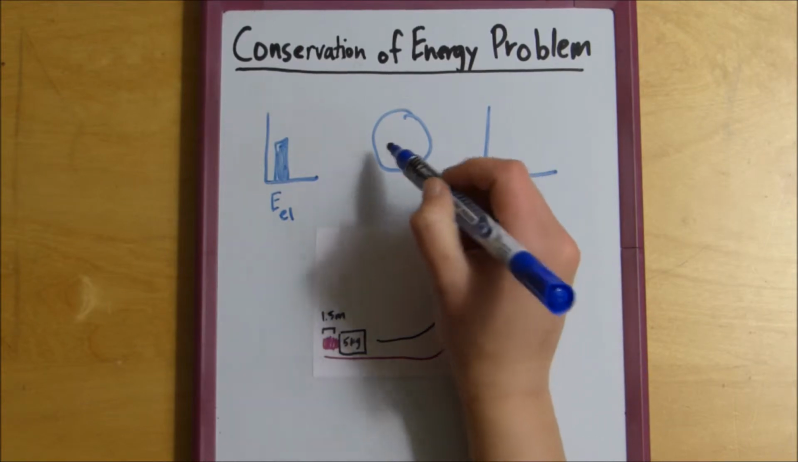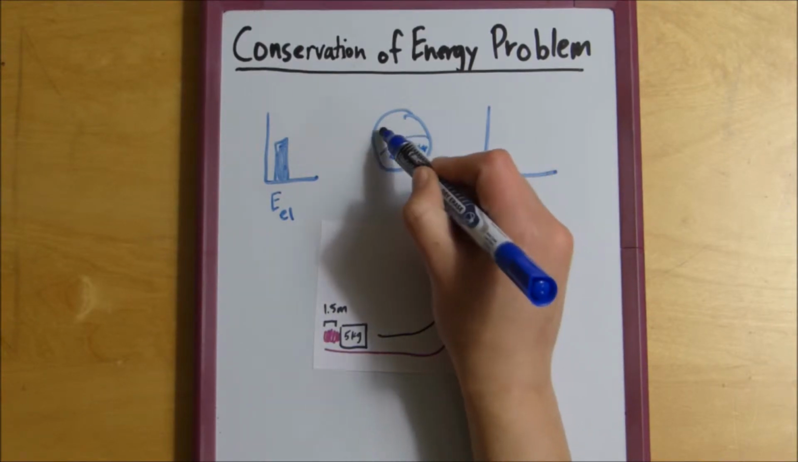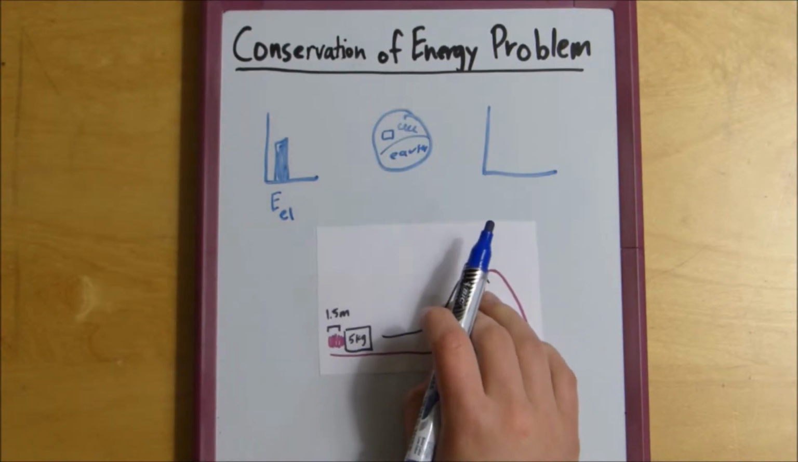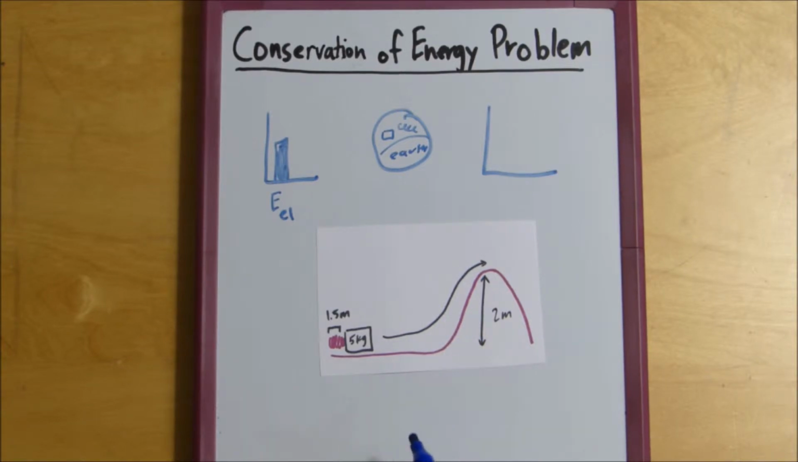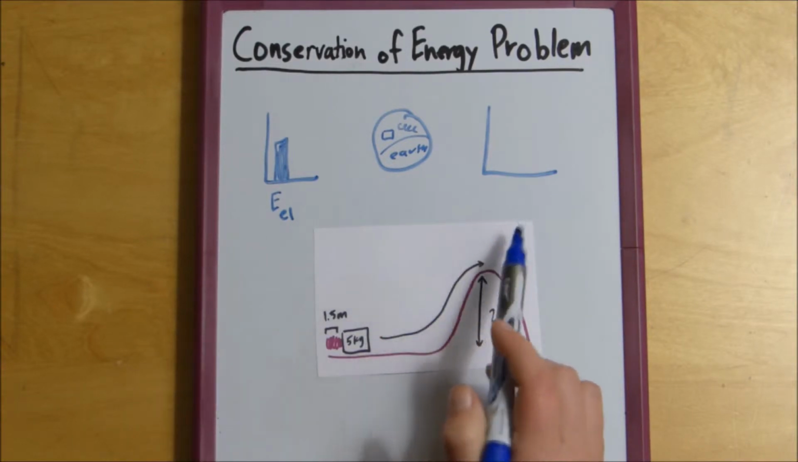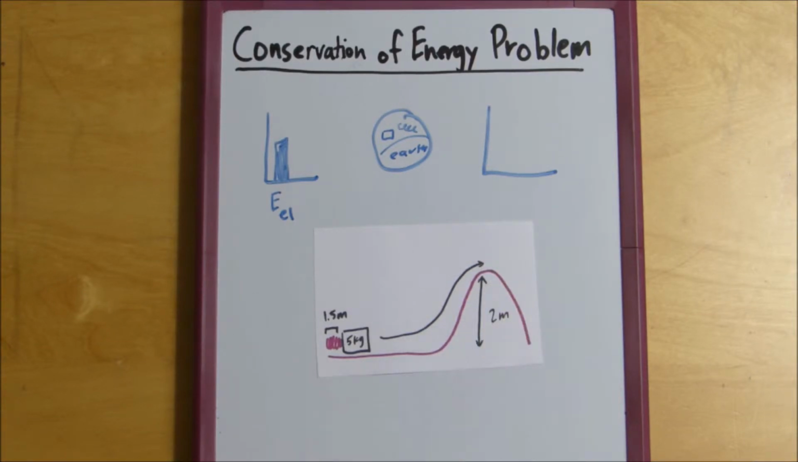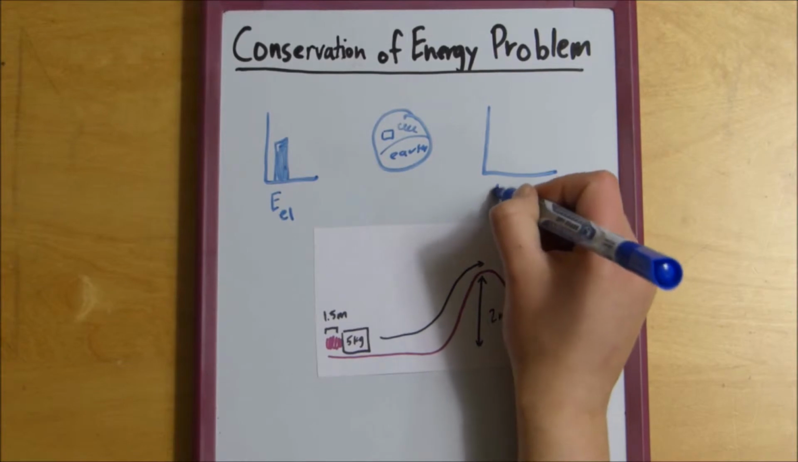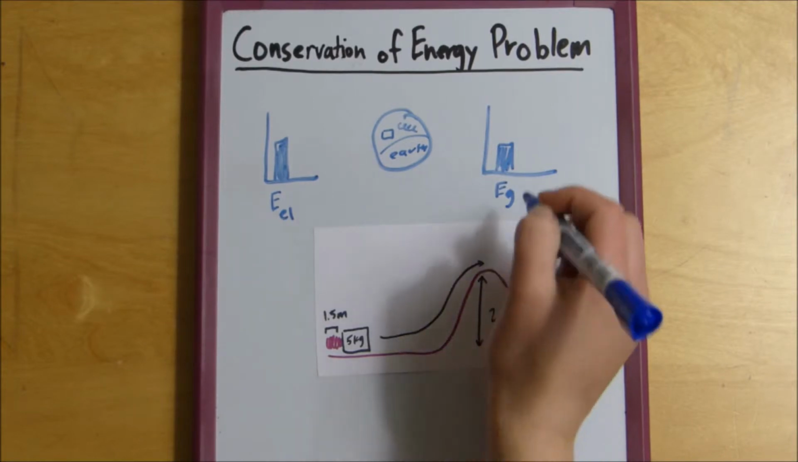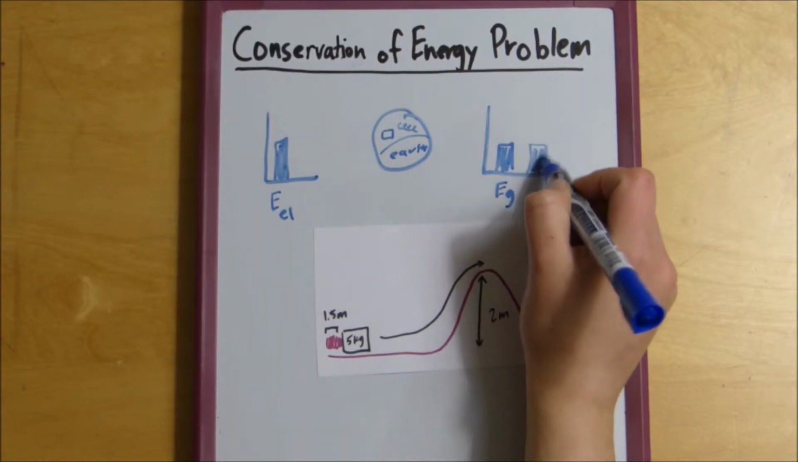And then if our system is the Earth, the block, and the spring, we are not adding any energy or subtracting energy either, because we don't have any friction pad here, and we're not adding any more energy into the system, right? So elastic energy has to convert into the final energy, which we would say is gravitational energy, in addition to kinetic energy.